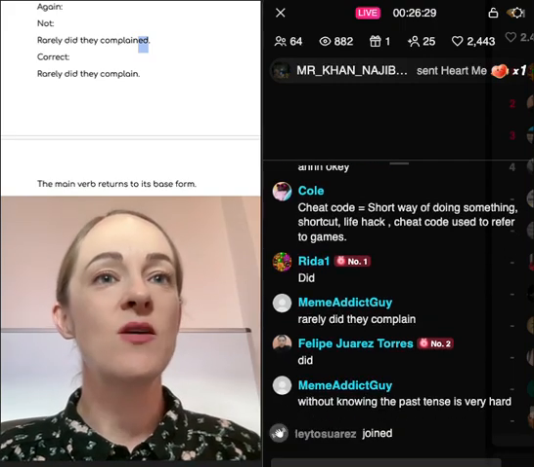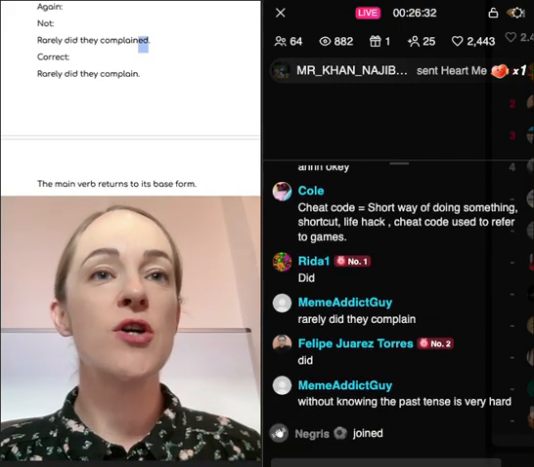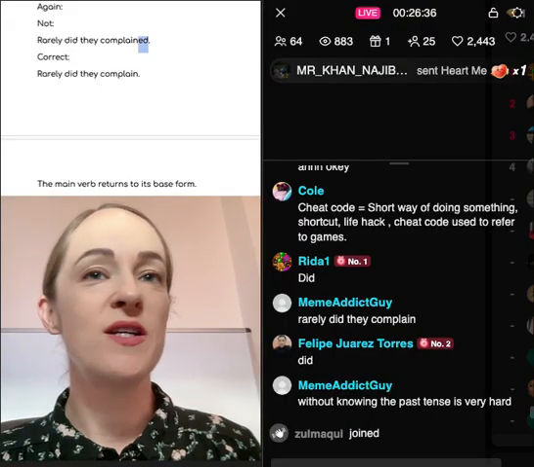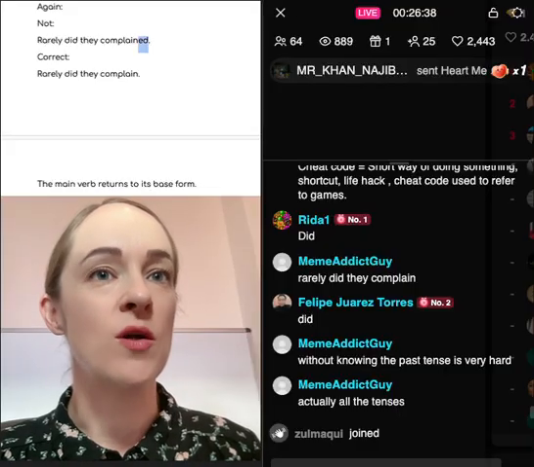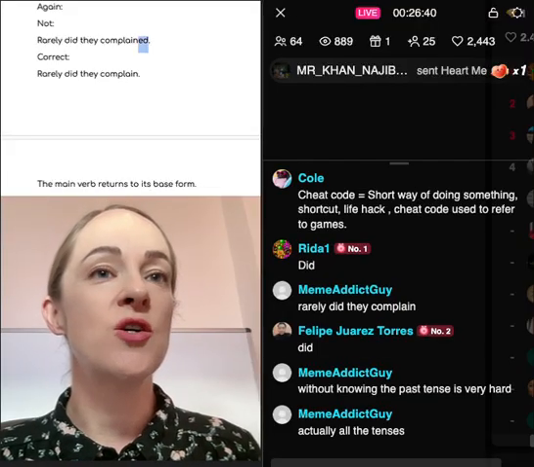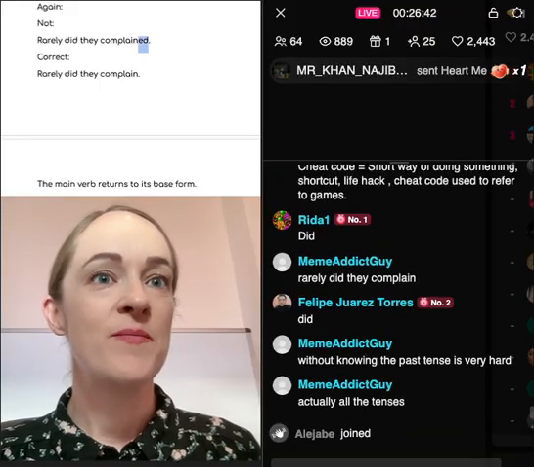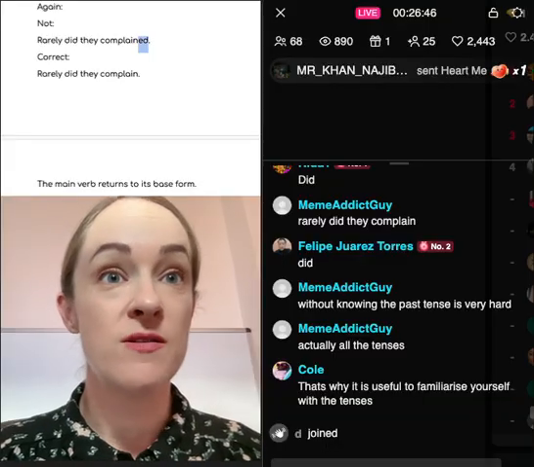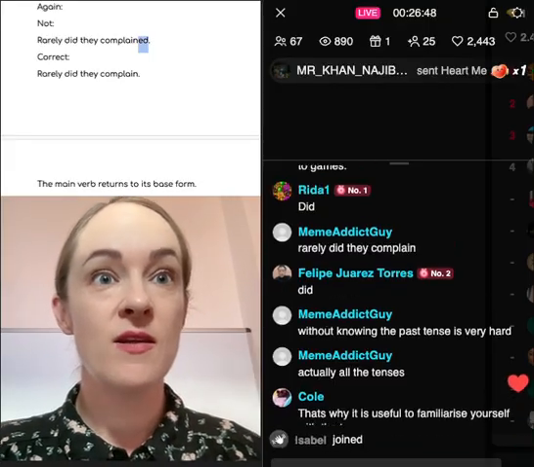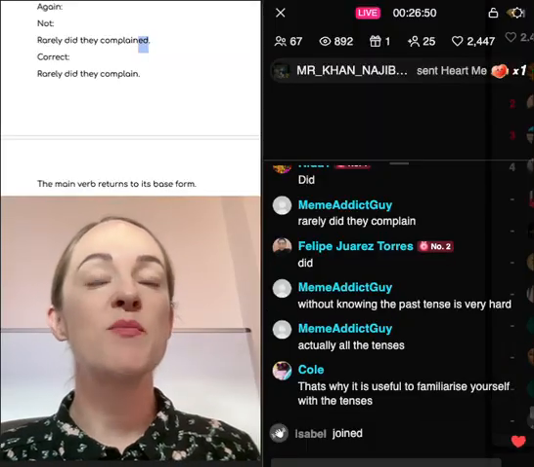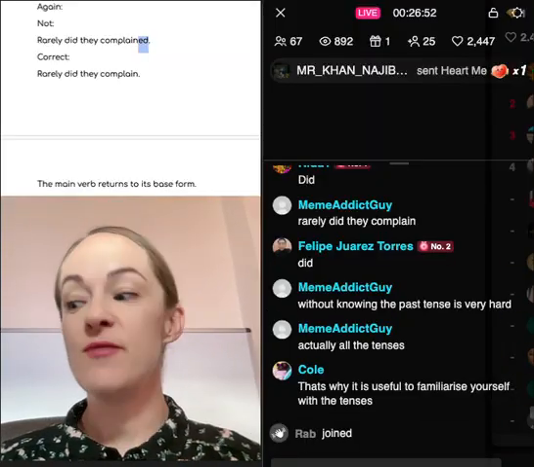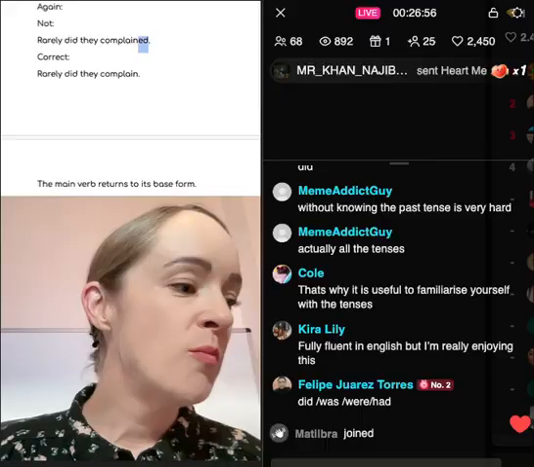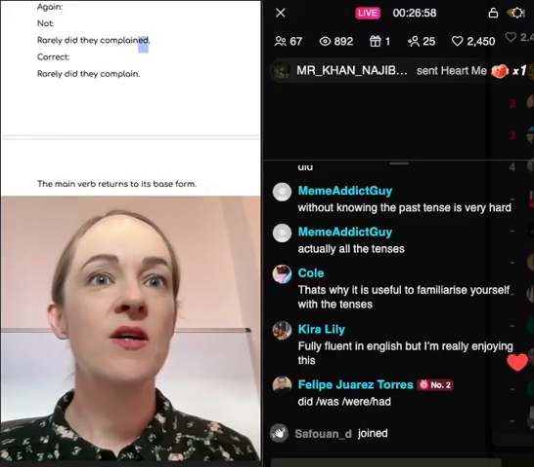This is exactly why inversion belongs in C1. We don't study inversion below C1 because the student needs to control the tenses very well. Otherwise, it's impossible to do inversions. Okay, so that's why it's part of C1. It looks easy at first glance, if you don't know, but it's definitely not. Okay.